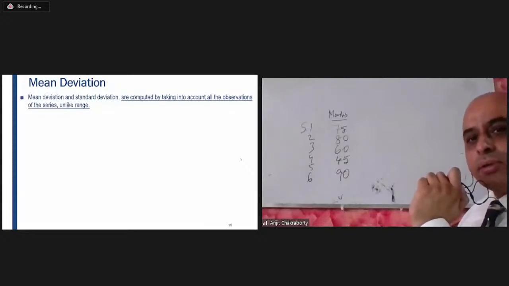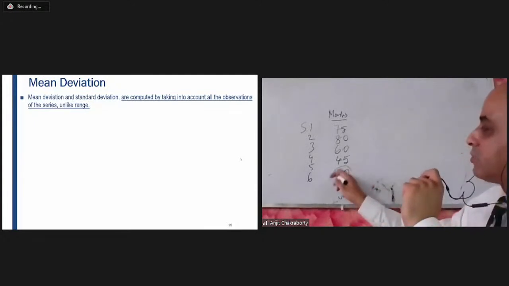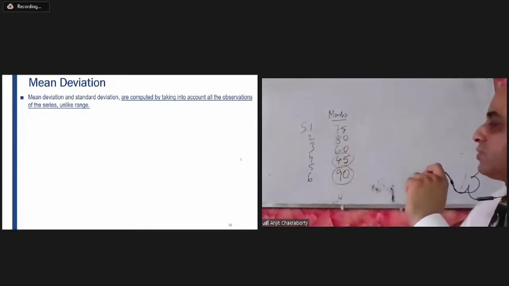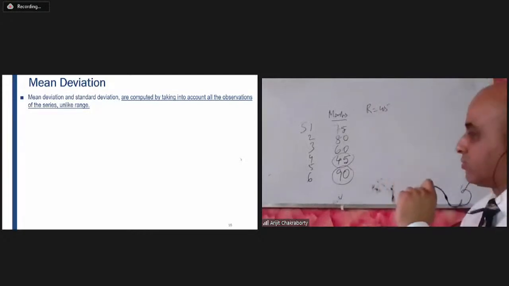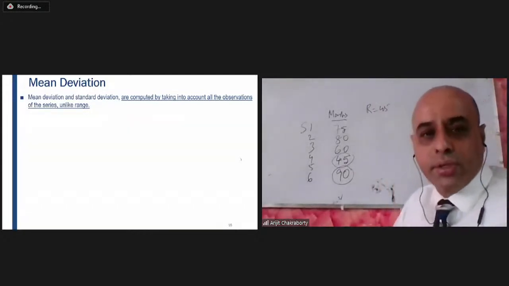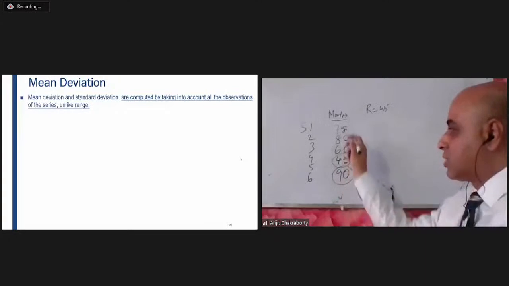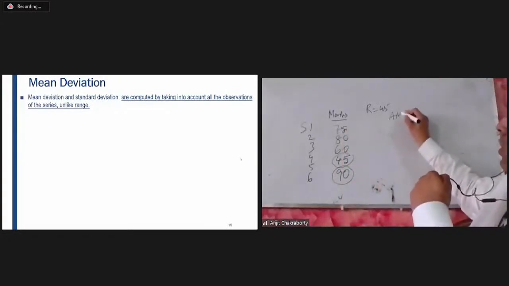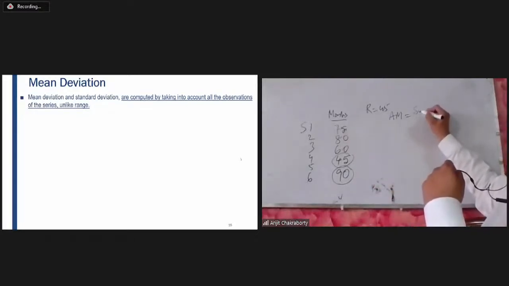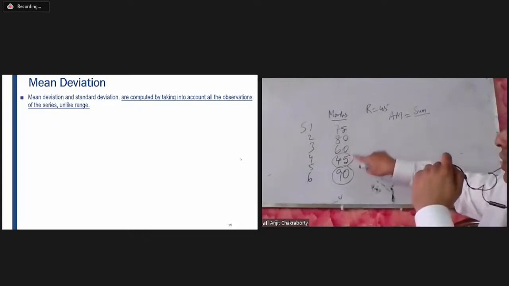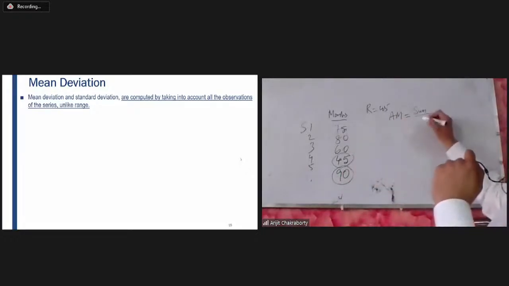So first, let us find out the range. Range is very easy, we have completed range. The highest marks is 90 and the lowest marks is 45. So the range is 90 minus 45, which is 45. But now let us find out the mean deviation. How do we find the mean deviation? First we find the mean of these marks. I'm trying to find the arithmetic mean of all these observations. It is given by the total sum divided by the number of observations. Here there are 5 observations: 1, 2, 3, 4, 5. So sum divided by 5.